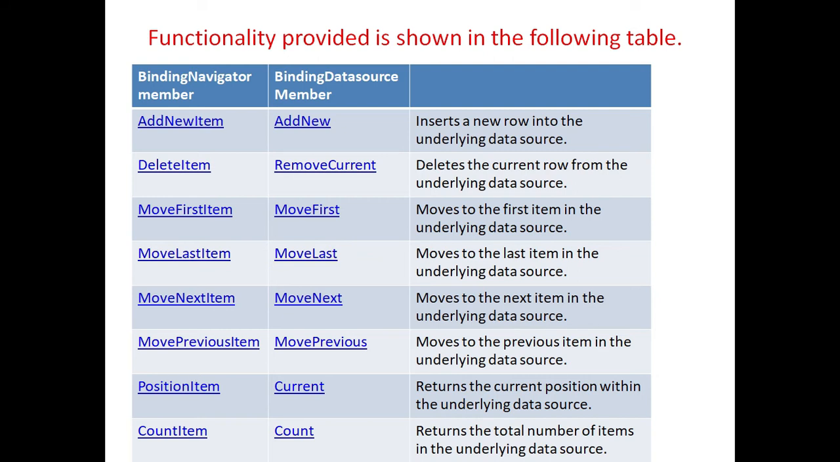Move previous item, which moves to the previous item in the data source. Position item returns the current position within the data source. And count item returns the total number of items in the underlying data source.